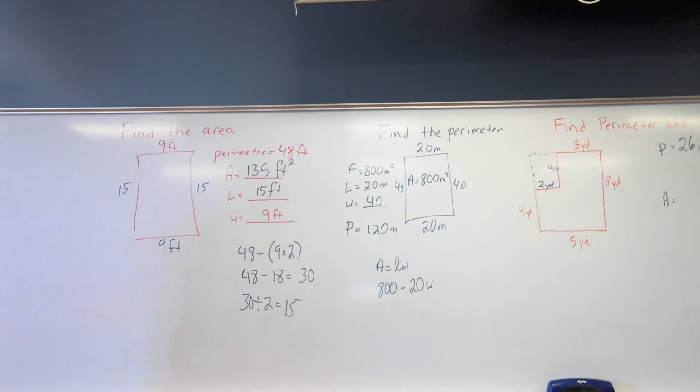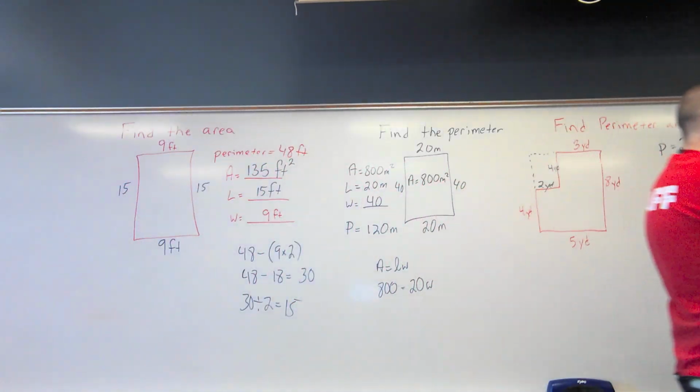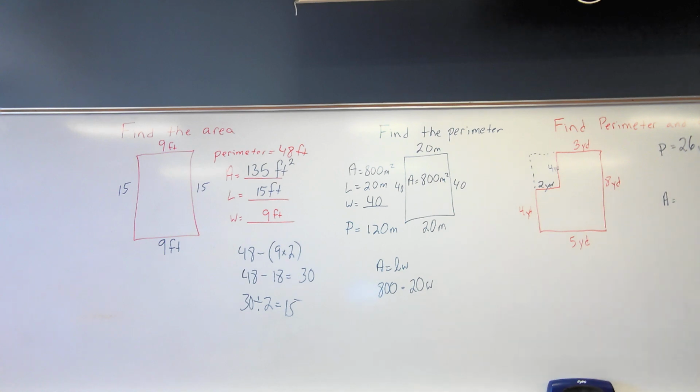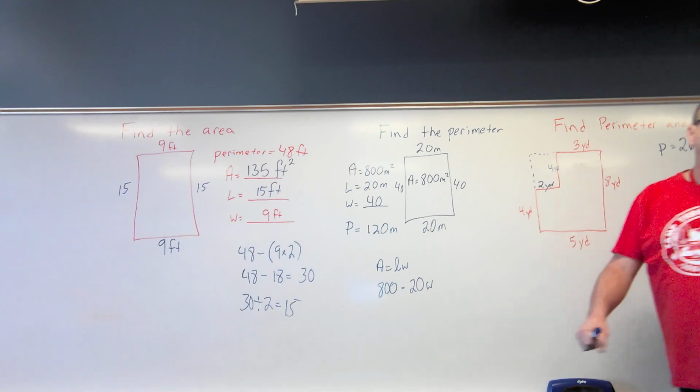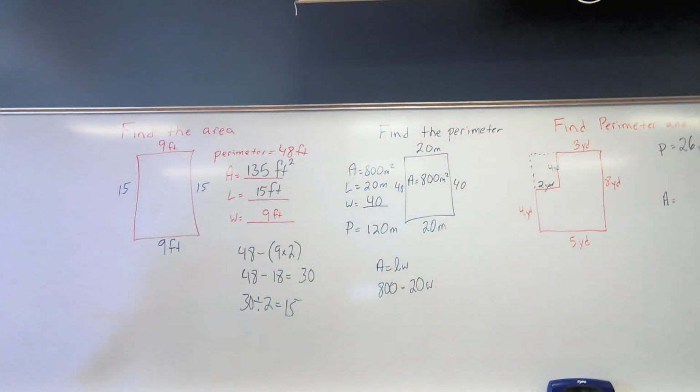Now, this is not a rectangle, which means I can't just go length times width, because I've got a width of 3 here, I've got 5 here, I got 8, I got 4s, I got 2s, so I can't just do this. So those of you that watched the video on the Google Slides that talked about compound figures can help me out here.